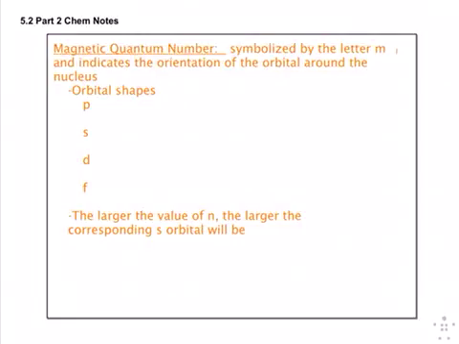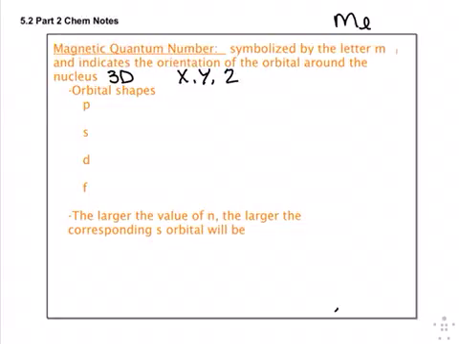The magnetic quantum number is symbolized by the letter m with a subscript l, and it will indicate the orientation of the orbital around the nucleus. And so these orbitals, remember yesterday we talked about them being three-dimensional. So this magnetic quantum number will help us indicate if it's along the x-axis, the y-axis, or the z-axis.